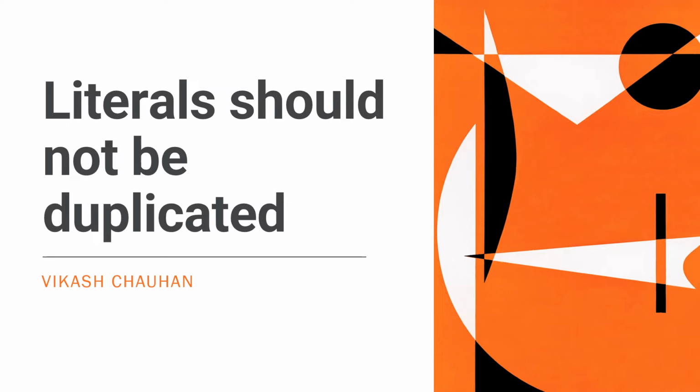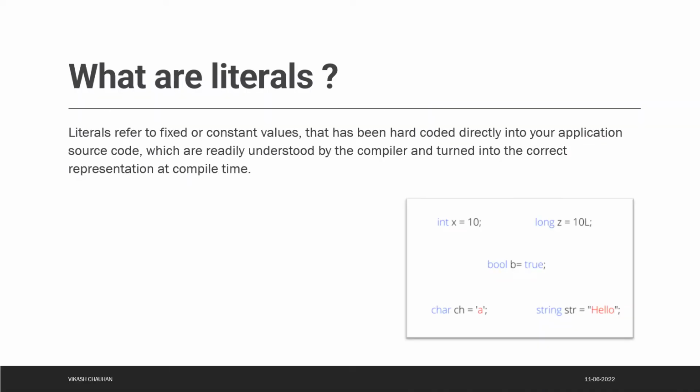So in today's video we are going to discuss the SonarQube duplicate literal code smell rule. Before discussing the rule, let's first discuss briefly the literals. What are literals? In a programming language, a literal refers to any fixed or constant value that is directly hard coded into your application source code. The programming language compiler and interpreter easily translate it to binary code during execution time.